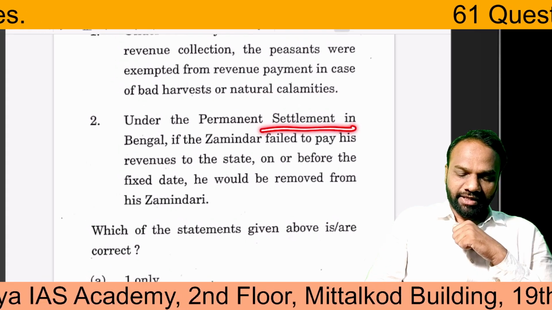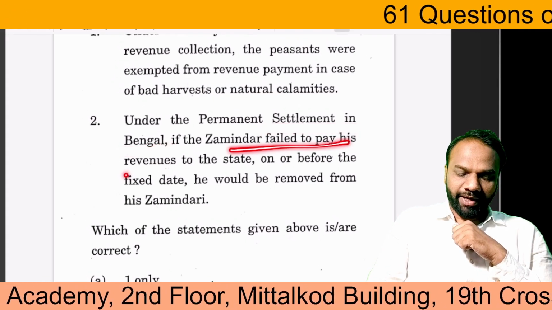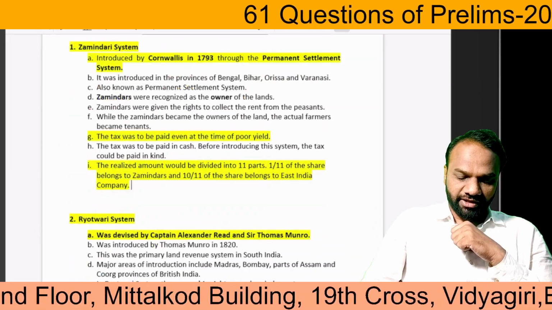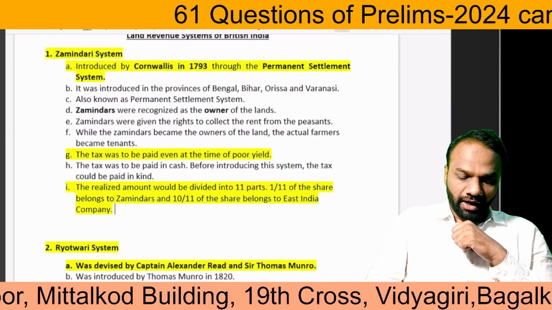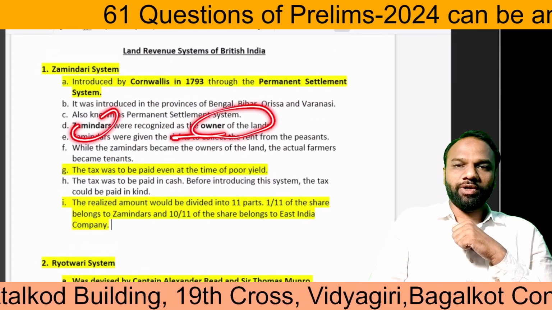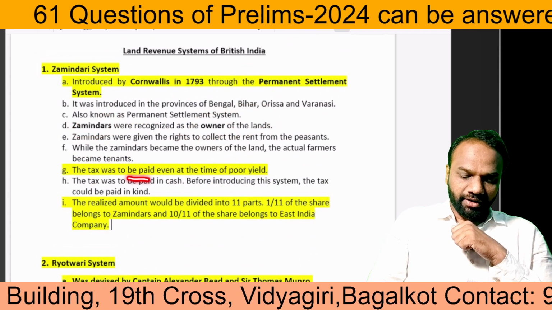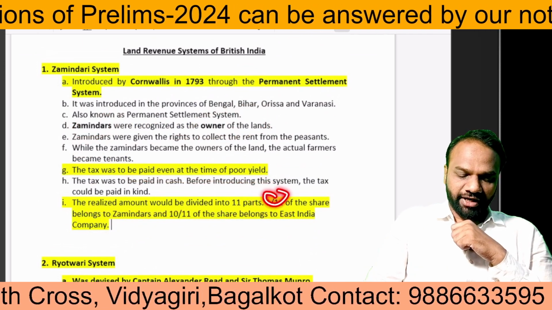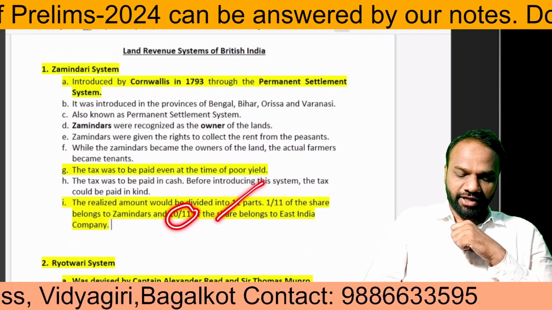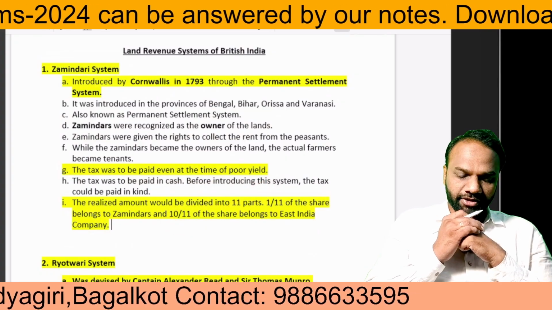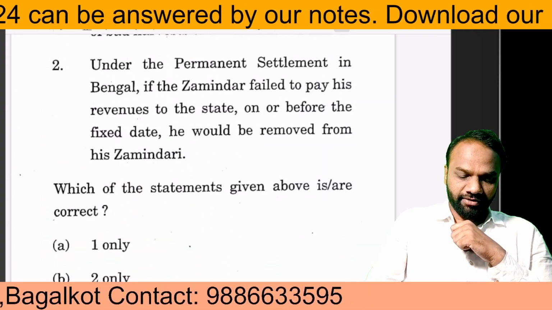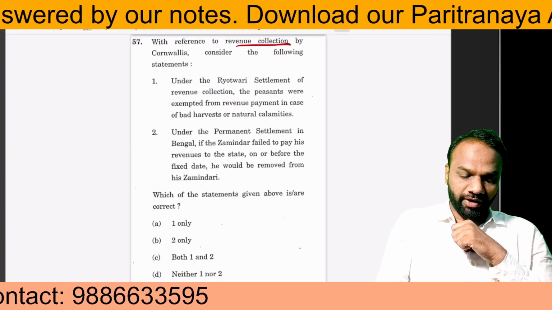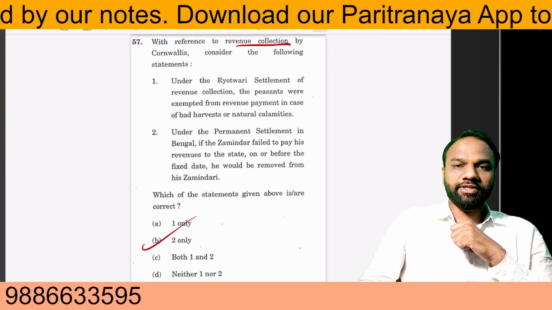Now, under the permanent settlement system in Bengal, if the zamindar failed to pay his revenues to the state, he would be removed from his zamindari, obviously. Under the zamindari system, the zamindar was recognized as the owner of the land. He had to collect the taxes, keep 1/11 of the share for himself and give 10/11 of the share to the British government. So yes, the second statement is right. The first statement is wrong. Hence, the answer to this question is 2 only.